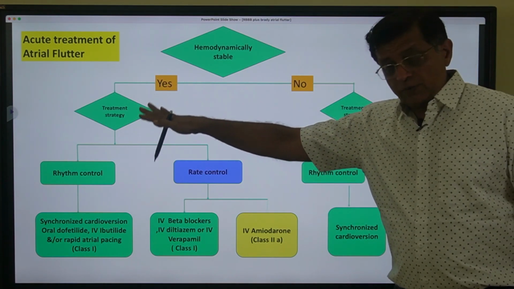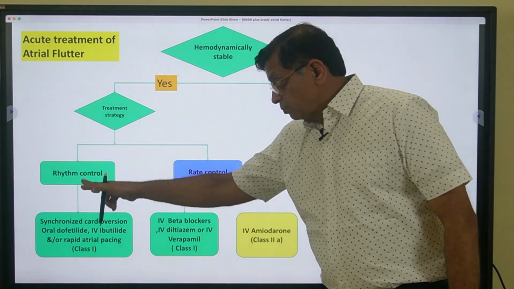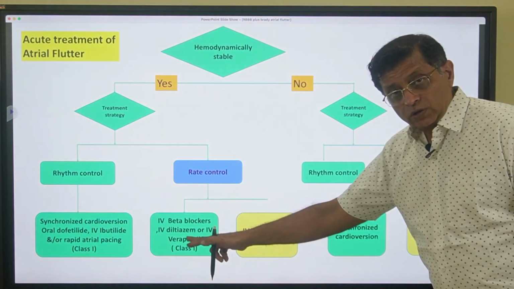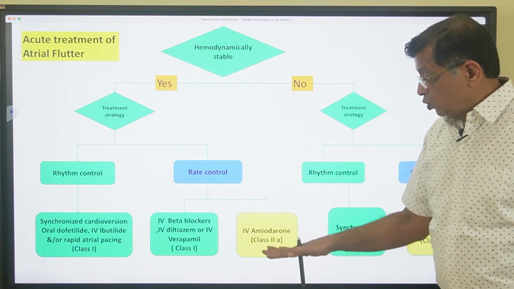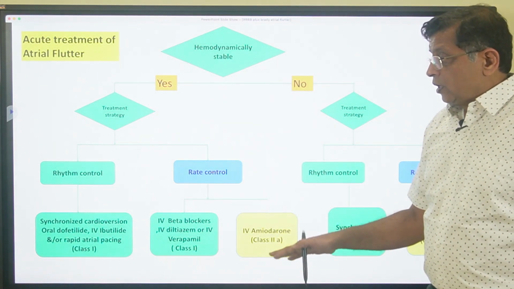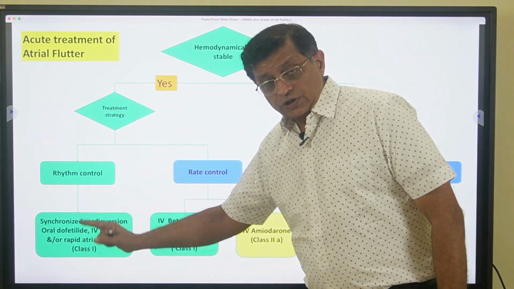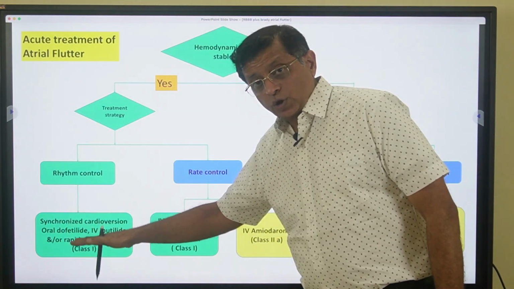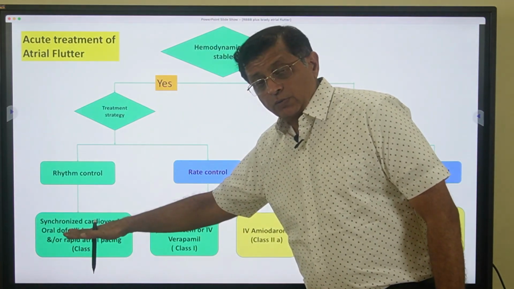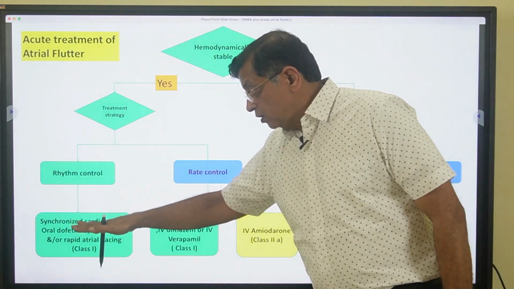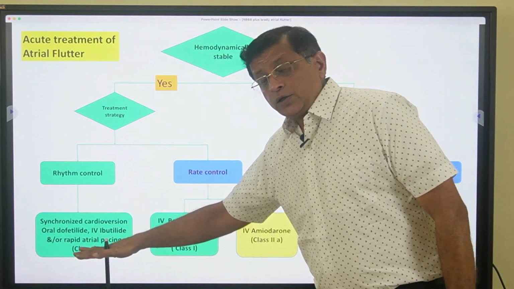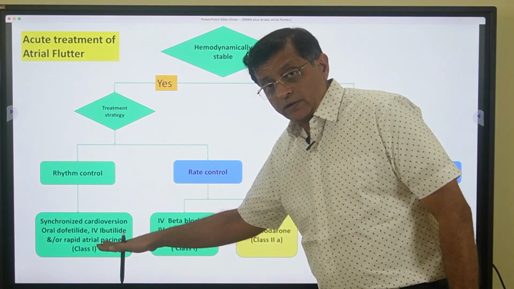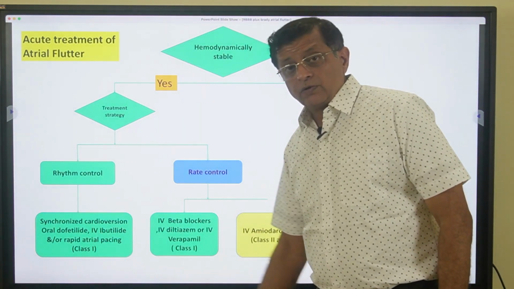If the patient is hemodynamically stable, again there are two options, rhythm control and rate control. The better option would be rate control with beta blockers or calcium channel blockers, and you may also try amiodarone. For rhythm control, in a hemodynamically stable patient, you have to first see whether the patient has atrial thrombus. If the patient does not have atrial thrombus on transesophageal echocardiography, you may try synchronized cardioversion, or you may do pharmacologic cardioversion with oral dofetilide or IV ibutilide. Again, unfortunately, these drugs are not available with us.